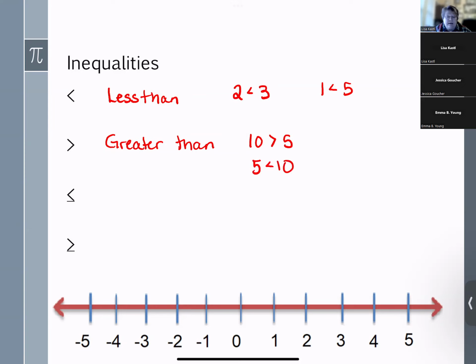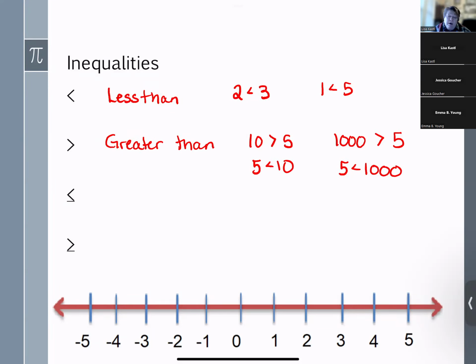They mean exactly the same thing because the arrow is pointing to the 5, which is the smaller of that group of two numbers. Or you could write 1,000 is greater than 5. 1,000 is greater than 5 because 1,000 is to the right of 5 on the number line. Or you could write 5 is less than 1,000. It means exactly the same thing.